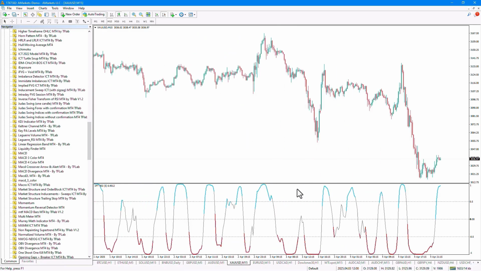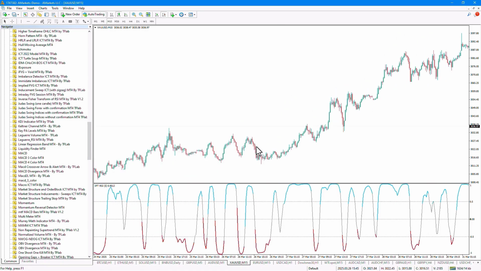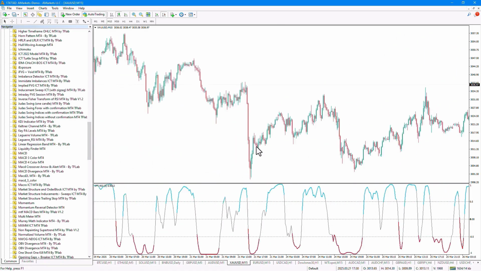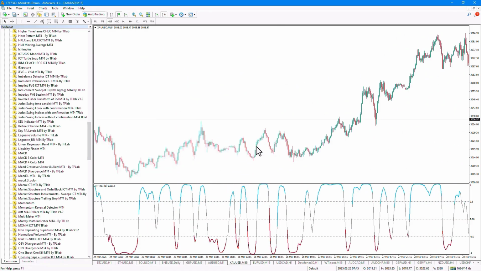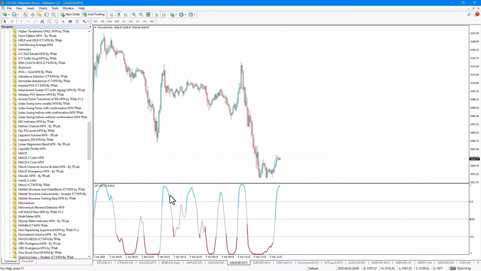The inverse Fisher transform of RSI indicator is a practical tool that is applied to RSI values and displays three zones for us. When the values enter the positive half-point range, they are displayed in blue, and when they enter the negative half-point range, they are displayed in red. This indicates the oversold and overbought zones.